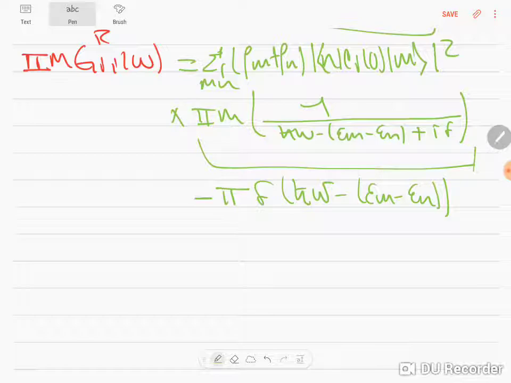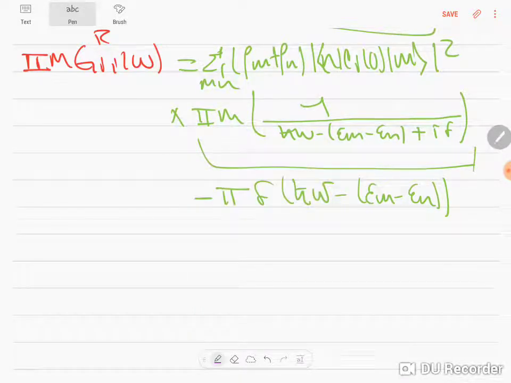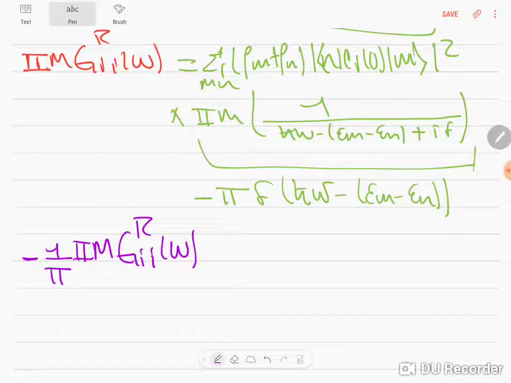Now, I want to convince you that from the Lehmann representation I can derive an intuitive form of density of states, and this is what I'm going to do. So then, if this is the imaginary part of G_ii retarded, so then what would happen if I ask what is minus 1 over pi, the imaginary part of G_ii retarded of omega?